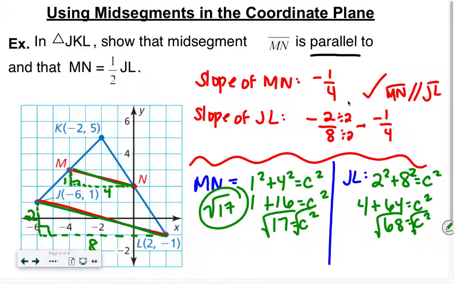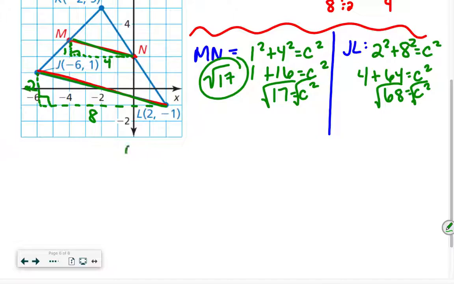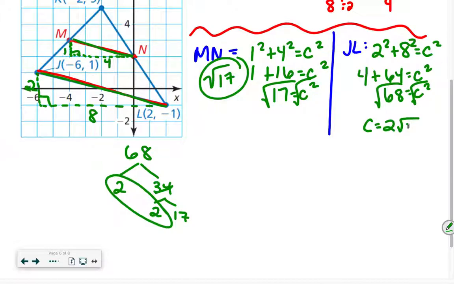The square root of 68. You guys remember those little factor trees from last year in Algebra 1? What two numbers multiply to 68? 2 and 34. 34 breaks up into 2 and 17. Circle the pairs. The pair comes out, and the single stays inside the radical. And it ends up being 2 radical 17.